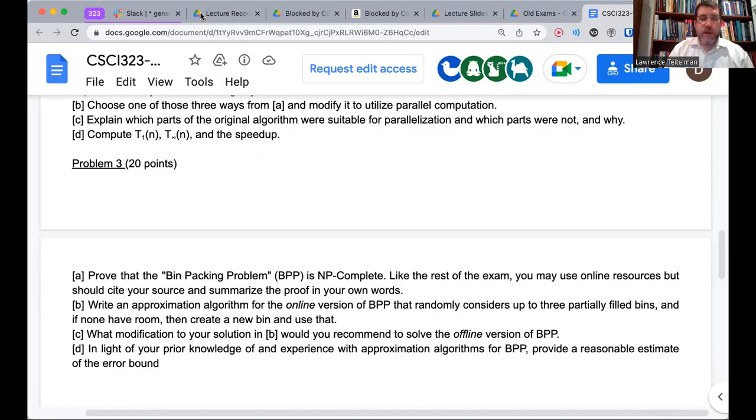All right, so what is an online version of BPP? What do we mean by online version? The elements are coming one at a time. You don't have access to them in advance, they come as they come. The algorithm randomly considers up to 3 partially filled bins, and if none have room, then create a new bin. Okay, so this is different than the ones we did in class, right?